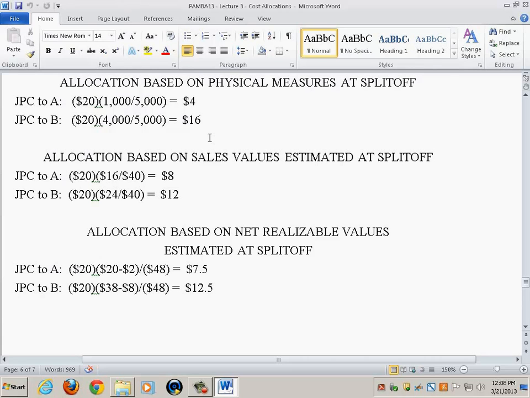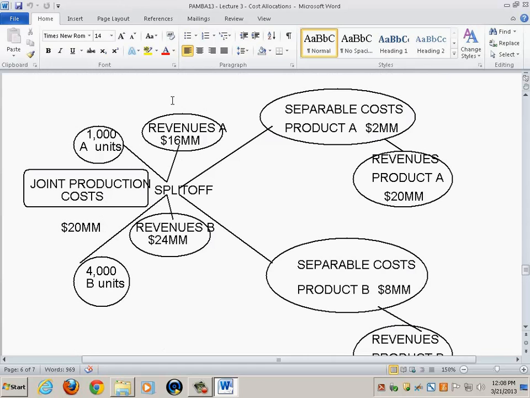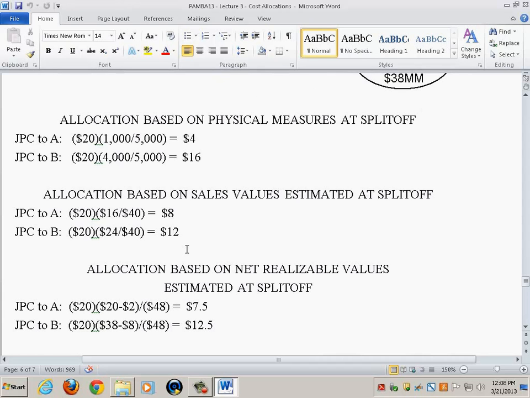There's an allocation of joint costs based on sales value estimated at split off. Well, the sales value, if we sell the products at split off, the unfinished products, the products in process. The estimates are 16 million and 24 million in revenue, respectively. Total revenue is 16 plus 24, which is 40. So we allocate to A 16 out of 40 and to B 24 out of 40 to get an allocation of 8 and 12, respectively.